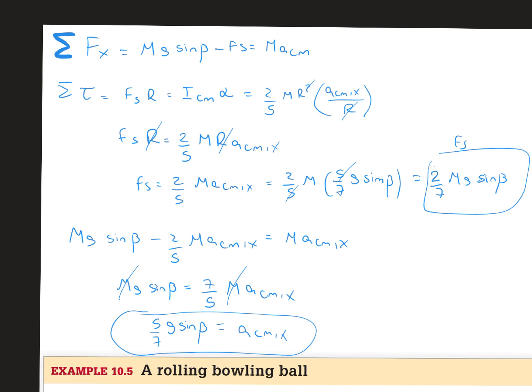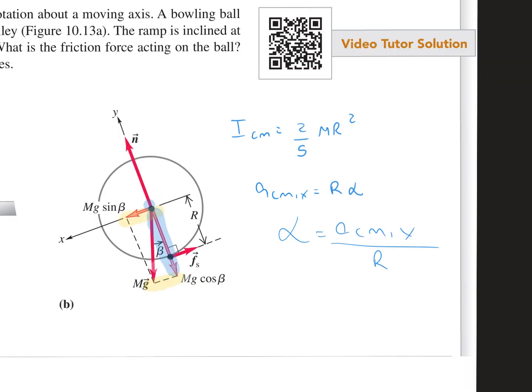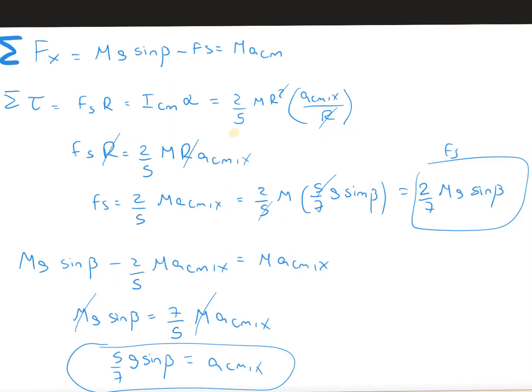Additionally, we have the sum of the torques being equal to the static force times the radius. And that's the same thing as the moment of inertia of the center of mass times the angular acceleration, which we said was 2/5 mr squared. Now, if we rewrite this equation, we end up with the angular acceleration being the acceleration of the center of mass in the x direction divided by the radius. So we got the moment of inertia this way, and the angular acceleration right here.